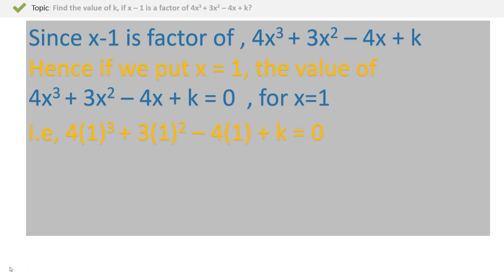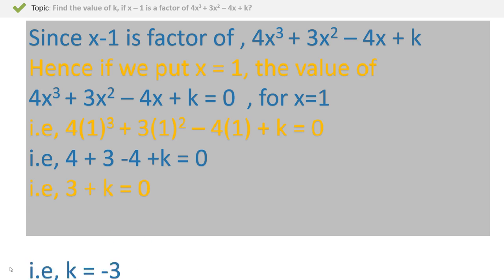And if you replace x with 1, you get 4 times 1 to the power 3 plus 3 times 1 to the power 2 minus 4 times 1 plus k equals 0, and that gives you 4 plus 3 minus 4 plus k equal to 0, and hence 3 plus k equal to 0, which finally gives you k equal to minus 3. So this is a place where we have used factor theorem to identify the constant term of the polynomial.